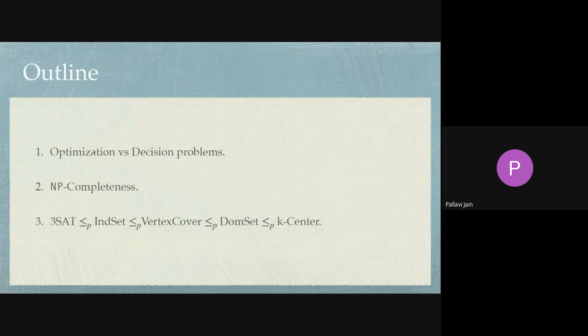So this is the outline of the talk. I will spend the first slide on justifying why we focus only on decision problems in this theory of hardness. This theory of hardness is only about decision problems, not about optimization problems, even though in real life optimization problems occur more often than decision problems. Then we will see what is NP completeness, and finally we will prove some problems like not three sat, but independent set, vertex cover, dominating set, and k-center. All these problems are NP complete.